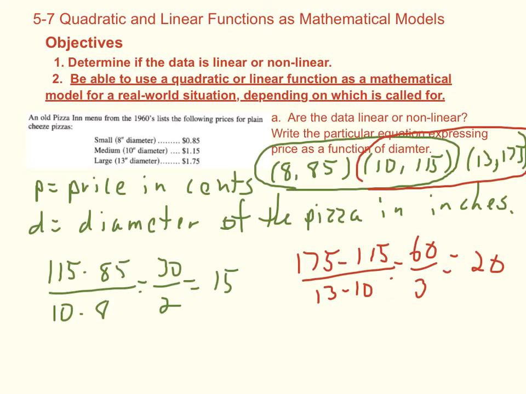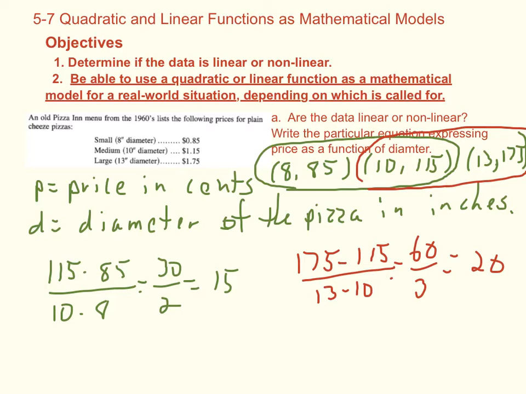Okay, so the second objective: be able to use a quadratic or linear function as a mathematical model for a real-world situation, depending on what's called for. So here we have the problem. An old Pizza Inn menu from the 1960s lists the following prices for a plain cheese pizza. Okay, so what is our dependent variable? P, the price in cents. We don't like dealing with decimals, so let's just make everything cents. The independent variable then is the diameter of the pizza in inches.